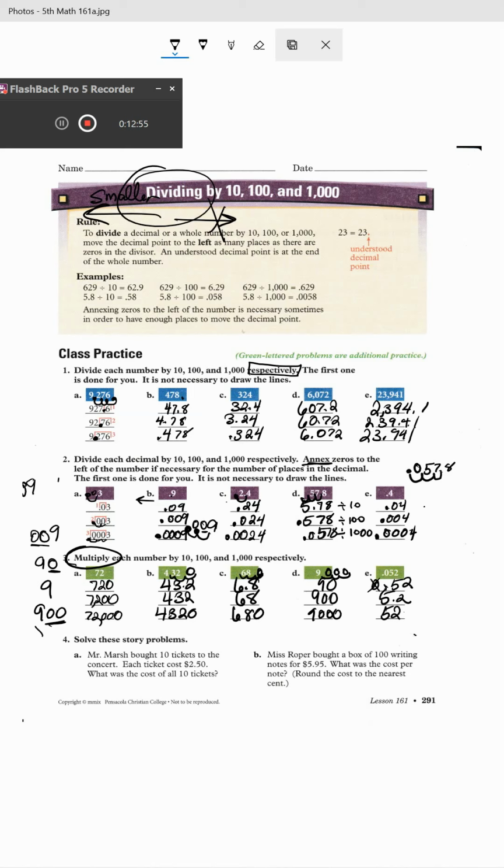All right, solve these story problems. I'm curious how far I can write down. Not very far. That's about as low as I can write. Okay.